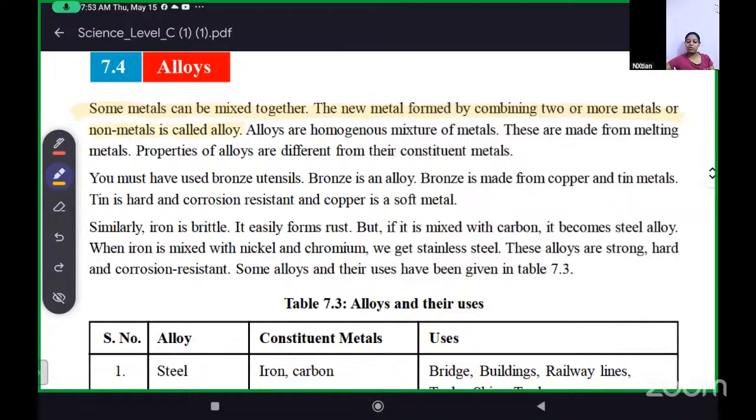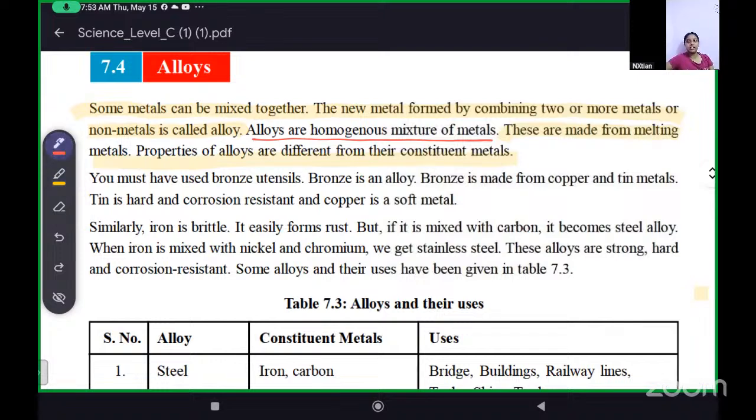Alloys are homogeneous mixtures of metals. These are made from melting metals. We melt metals, we combine them, and then it becomes hard again, giving us a new metal called alloy. Properties of alloy are different from their constituent metals.